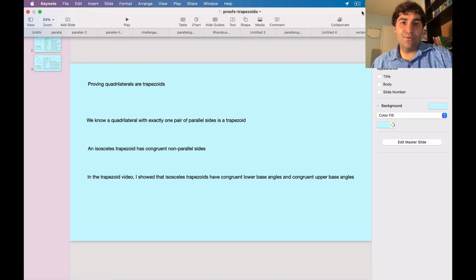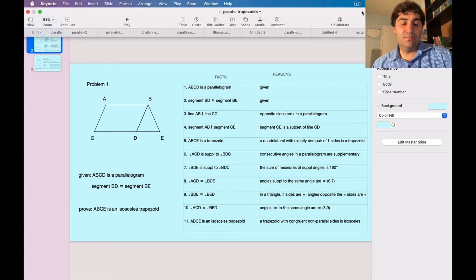In this tutorial, I'd like to show you some techniques for proving quadrilaterals are trapezoids. We know that a quadrilateral with exactly one pair of parallel sides is a trapezoid. We also know that an isosceles trapezoid has congruent non-parallel sides. If you remember, in the trapezoid video I showed that isosceles trapezoids have congruent lower base angles and congruent upper base angles. So let's take a look at what this means when we do problem solving.